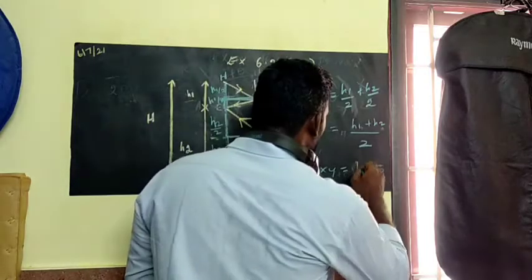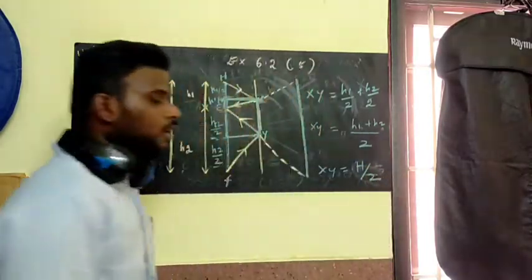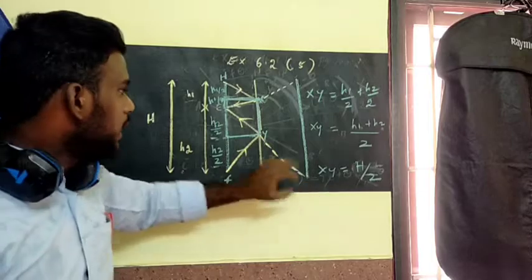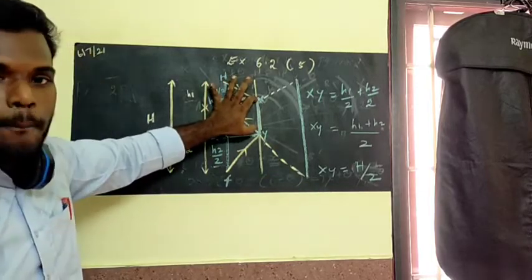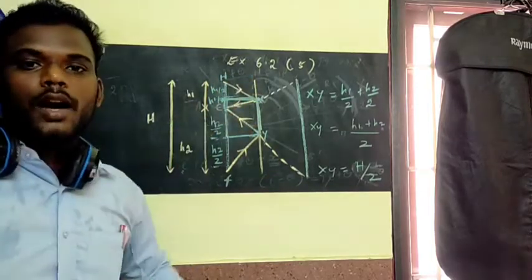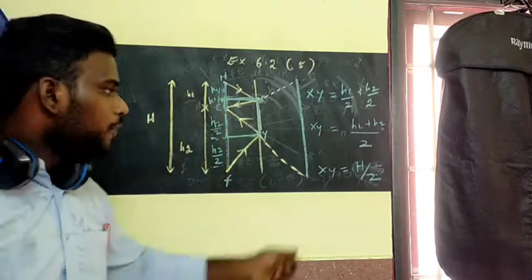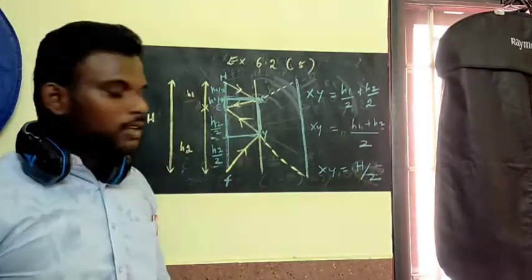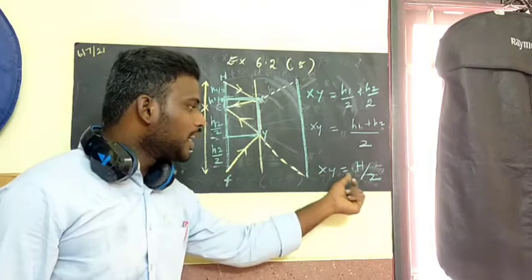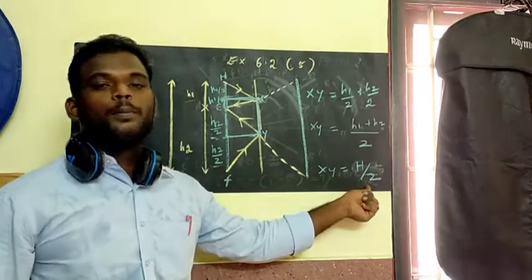So that will be h by 2. Is that clear? So from this we can see that this is the minimum length of the mirror. We need to see the full size. So if you want to see the full size of the person, we need the length of the mirror at least half of the height of the person.